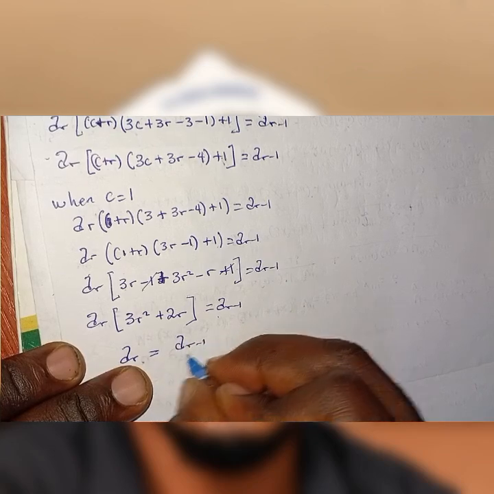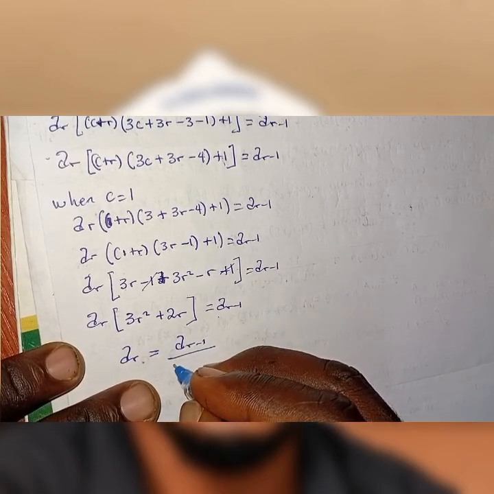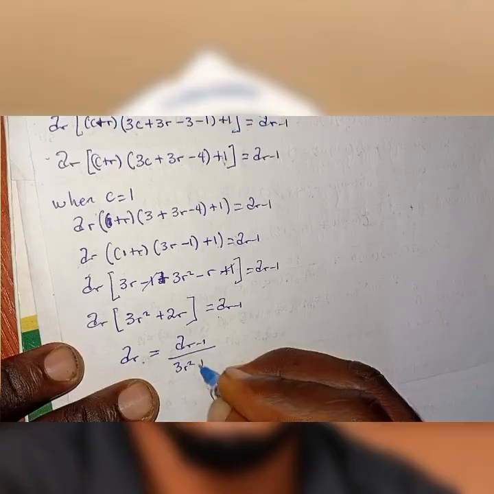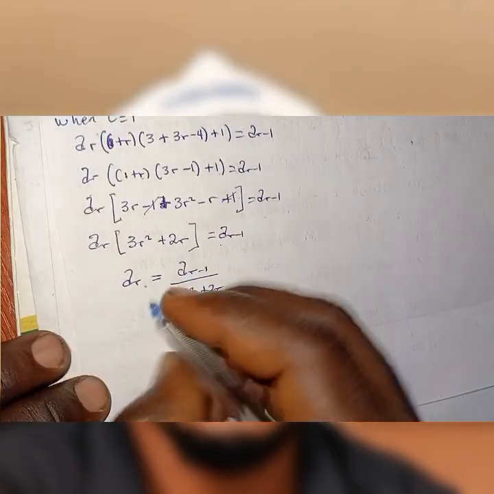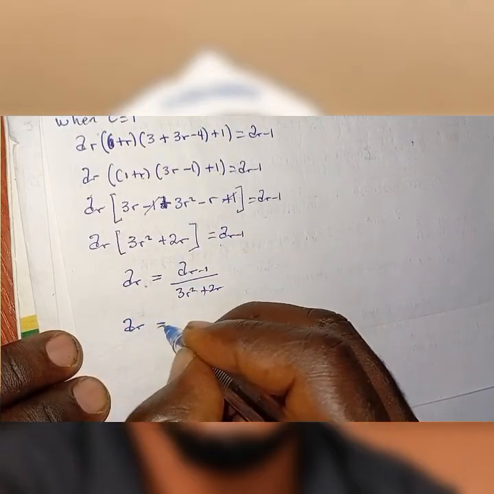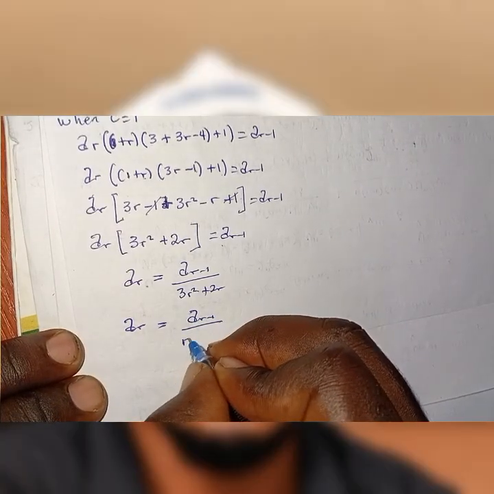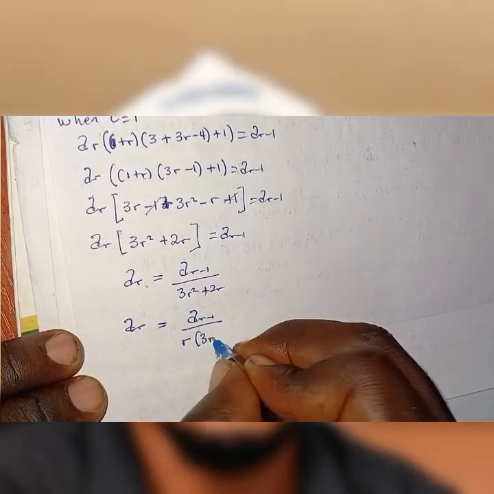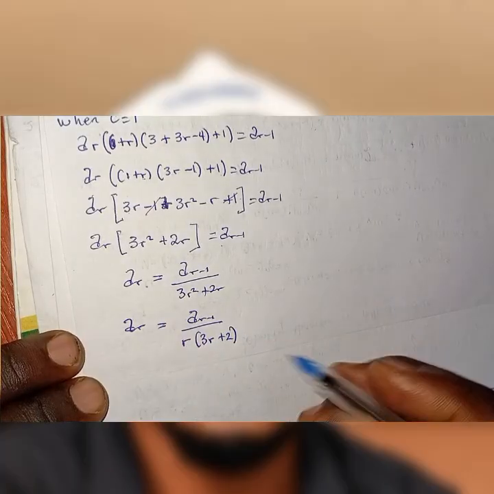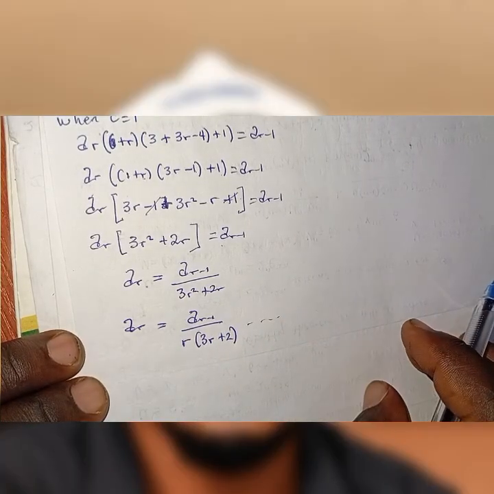minus 1 over 3r squared plus 2r. Now we can see that r is common, so we can factorize r. It will mean r(3r plus 2). So this is the equation that we are going to be using.